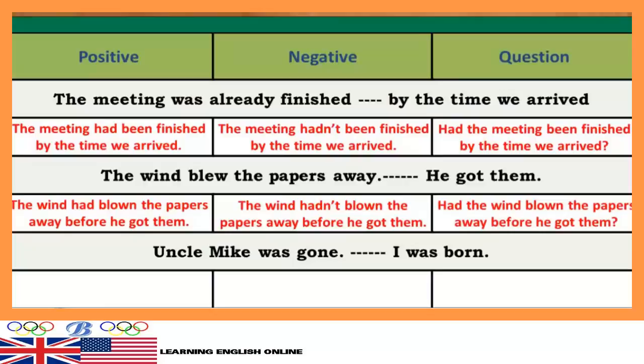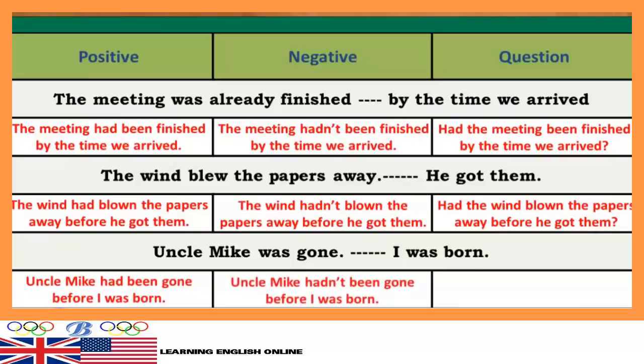The last one, Uncle Mike was gone and I was born. The correct positive statement is: Uncle Mike had been gone before I was born. The negative statement is: Uncle Mike hadn't been gone before I was born. And the question is, had Uncle Mike been gone before I was born? Did you get it right?